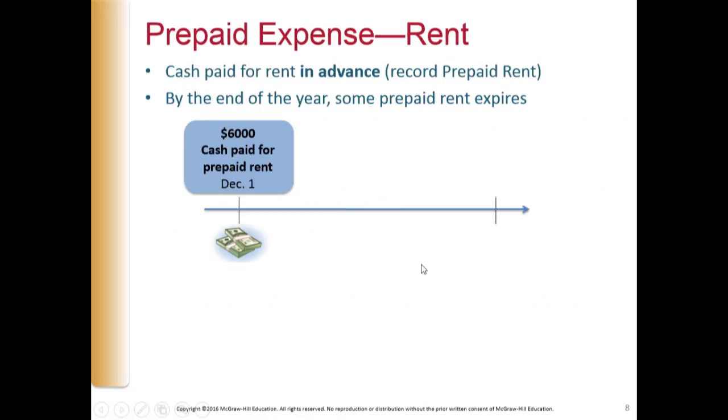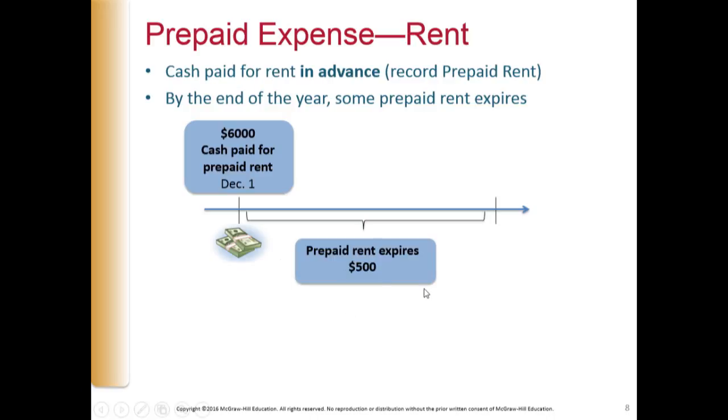So here's an example for prepaid rent. We have made entries for prepaid rent in the past. Cash paid for rent in advance. If we were to pay for rent in advance, we would record prepaid rent as the debit and cash as the credit. So that is the entry we would have made to start with.